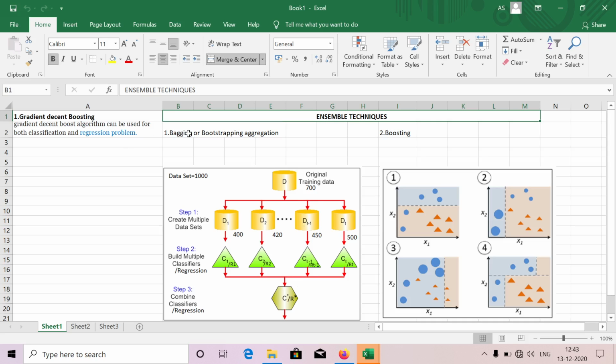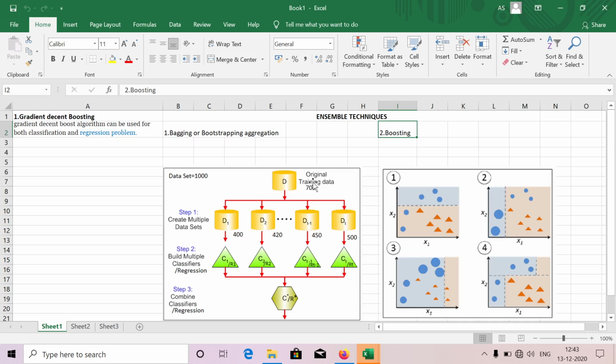Ensemble techniques are of two types: bagging, or bootstrapping aggregation, and boosting. Bagging, or bootstrapping aggregation, is a parallel process. Boosting is a sequential process. Here we will see how training and prediction work using bagging. For example, I have taken one data set of 1,000 records. From these 1,000 records, I randomly took 700 records as the original training data.